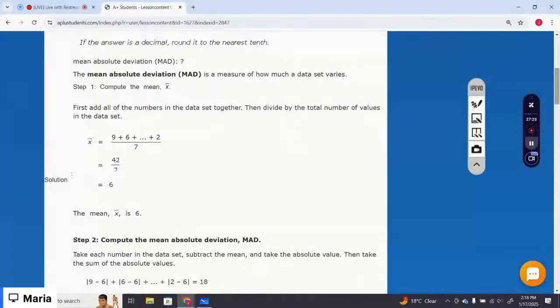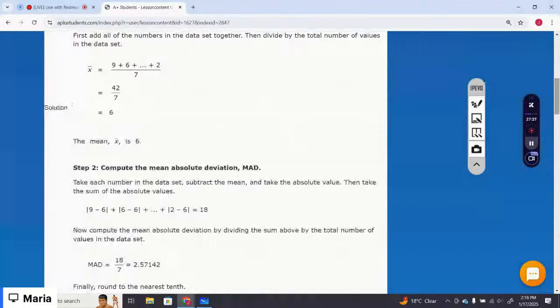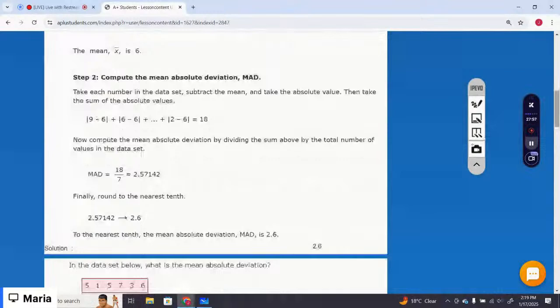Now we need to calculate mean absolute deviation. You need to take each number in the data set, subtract the mean, and take the absolute value. Then take the sum of absolute values. Like 6 is the mean, right? So subtract every number from 6, 9 from 6, 6 from 6, 2 from 6, and calculate the absolute value, like no negative values. Add them, that is 18. They are 7 in number, 18 divided by 7. Then the mean absolute deviation is 2.6.